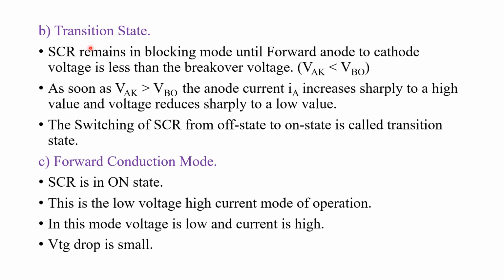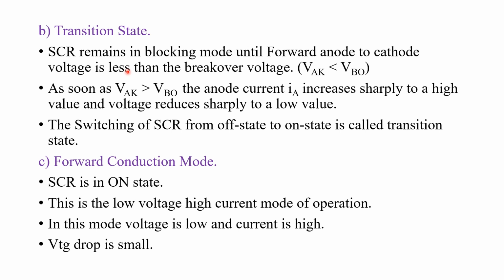So the second state is the transition state. SCR remains in blocking mode until forward anode to cathode voltage is less than the breakover voltage. As soon as VAK is greater than VBO, the anode current IA increases sharply to a high value and voltage reduces sharply to a low value. The switching of SCR from off state to on state is called transition state.